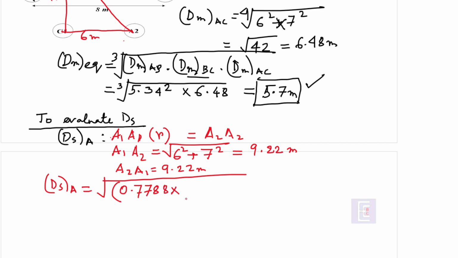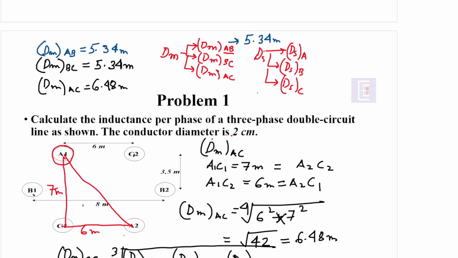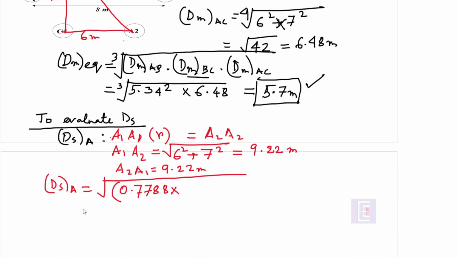What is the radius? Conductor diameter is 2 centimeter, so radius will be 1 centimeter. So it will be 0.01 into 9.22, and that is found to be 0.1436. You can verify these values on your own. Okay.